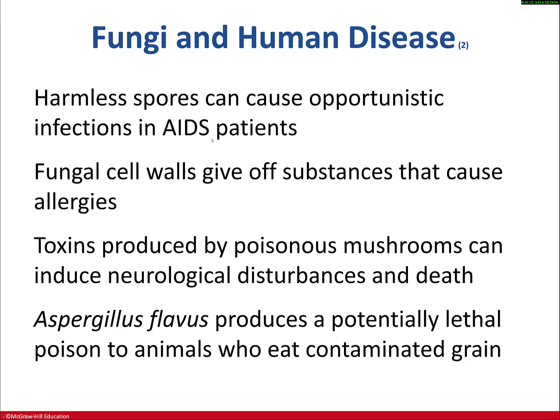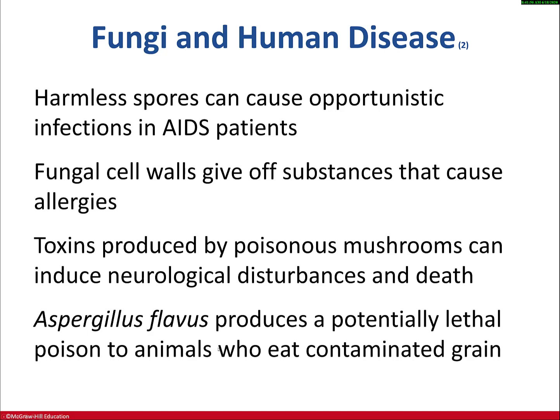Harmless spores can cause opportunistic infections in AIDS patients. Of course, the immune system is somewhat hampered in AIDS patients. So there you go. Fungal cell walls give off substances that cause allergies, severe ones. It depends. There are a lot of molds and things that you can have around your home that can be a constant allergen. Some produce toxins that can be really dangerous in a home and environment.